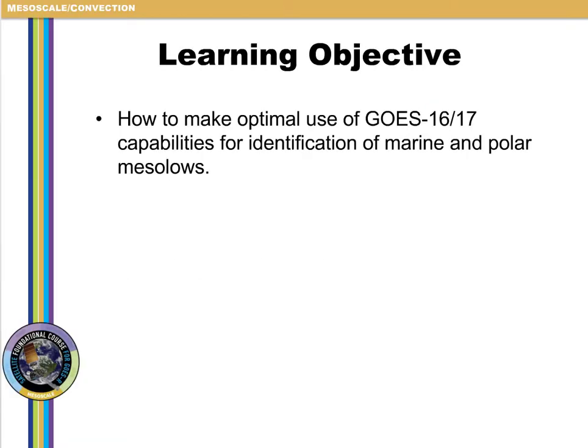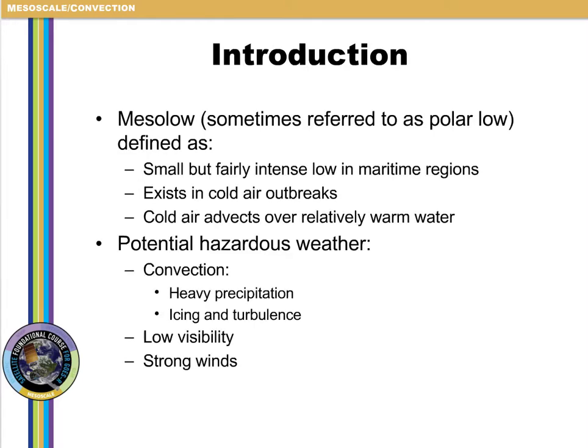Our learning objective is to learn how to make optimal use of GOES16 and 17 capabilities for identification of marine and polar mesolows. Mesolow, which is sometimes referred to as a polar low, is defined as a small but fairly intense low in maritime regions. They exist in cold air outbreaks, where cold air advects over relatively warm water. Potential hazardous weather associated with mesolows includes convection that can lead to heavy precipitation and also icing and turbulence, also low visibility and strong winds.